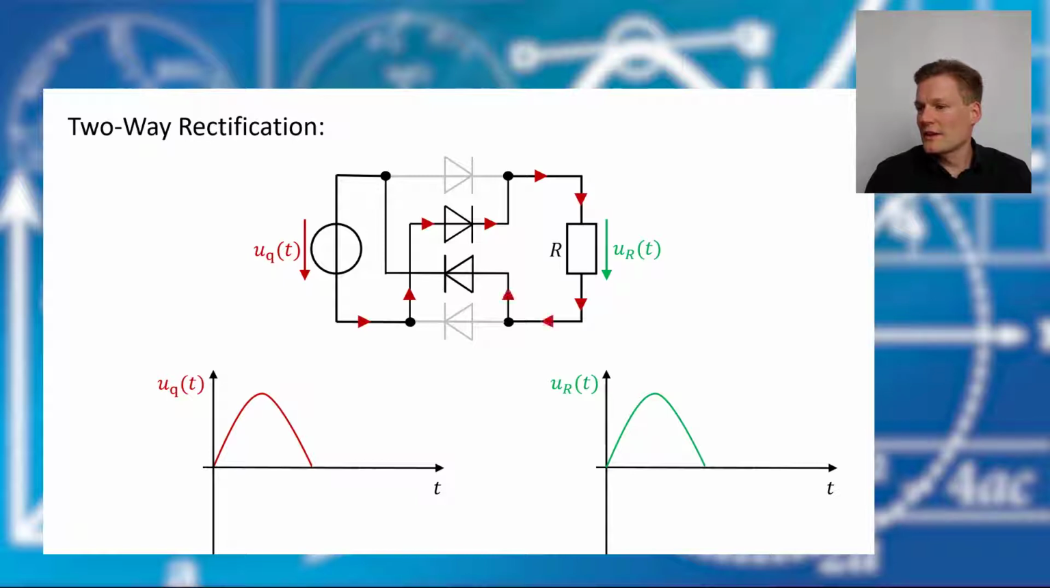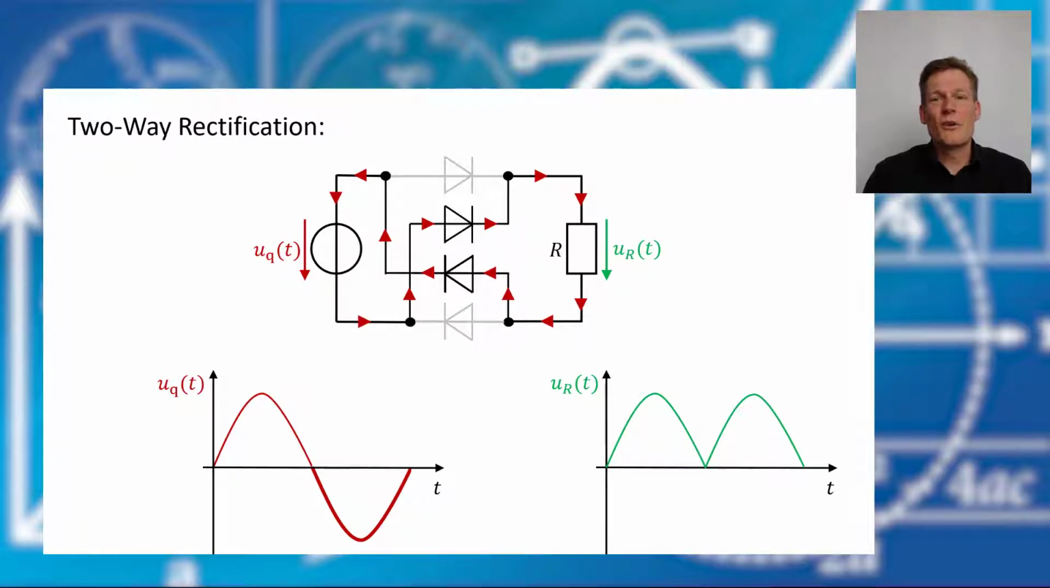And the cool thing is that again in our load resistor the current flows upside down, and that means that the voltage drop at the load resistor is positive. So if the voltage at the source is negative, the voltage drop at the load resistor is still positive. Okay, and now you know how you can build your own rectifier circuit.